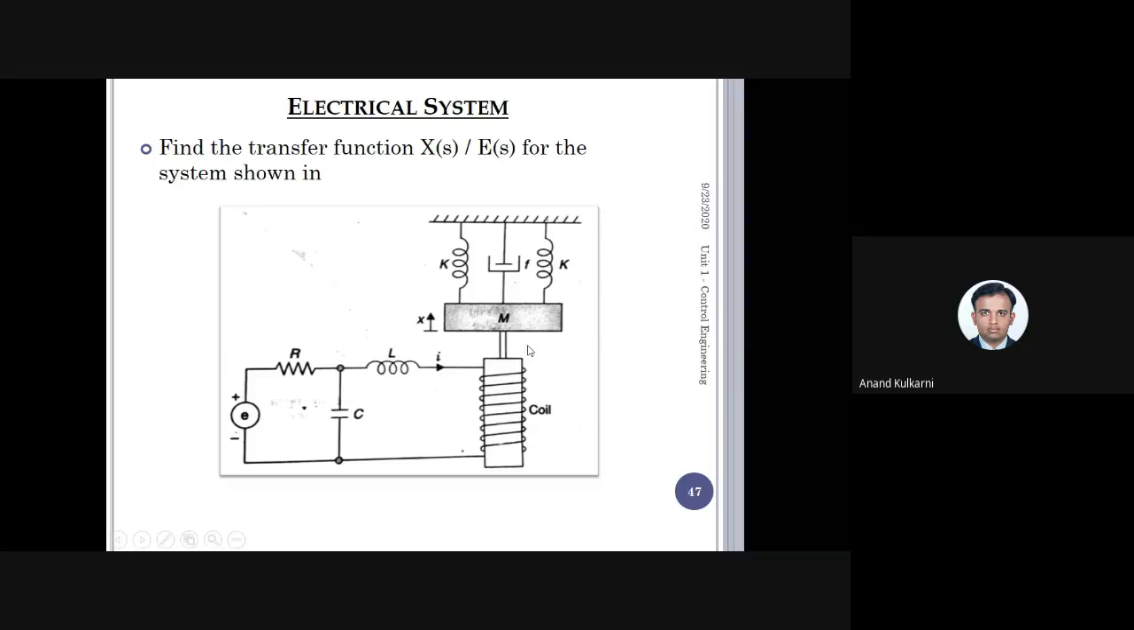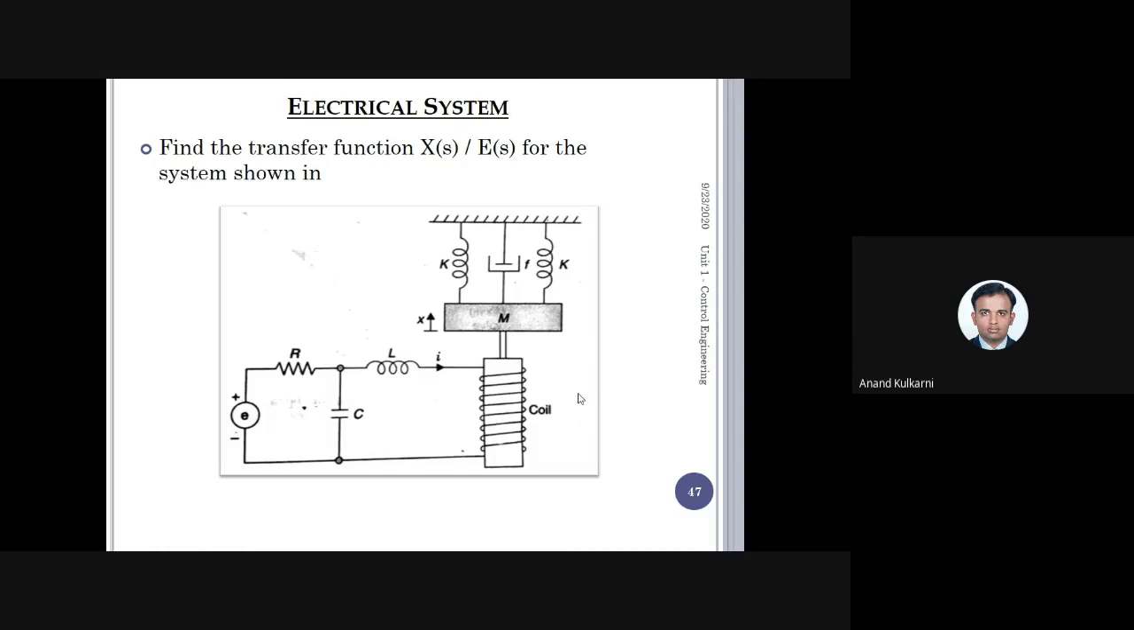So the force generated on this mass is F, which is K2 into I, where I is the current flowing in this coil. This is one equation. That is, it is common sense. The force generated is proportional to the current flowing in the coil. On that base it is taken, and K2 I have taken as a proportionality constant.